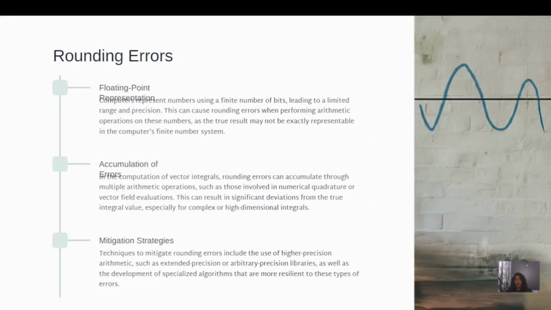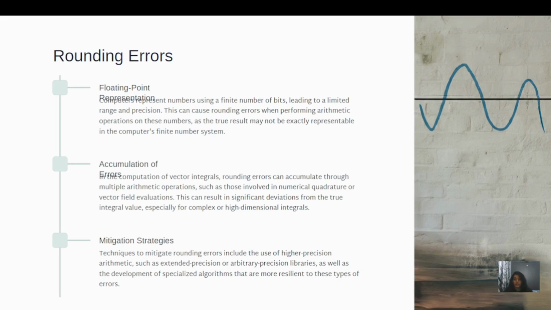Rounding errors. Floating point representation. Computers represent numbers using a finite number of bits, leading to a limited range and precision. This can cause rounding errors when performing arithmetic operations on these numbers, as the true result may not be exactly representable in the computer's finite number system.